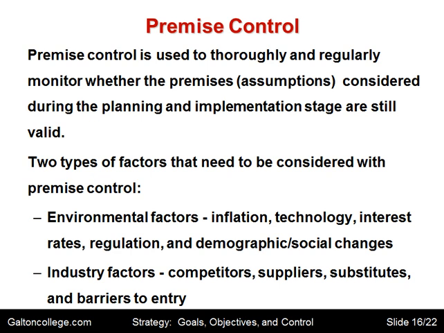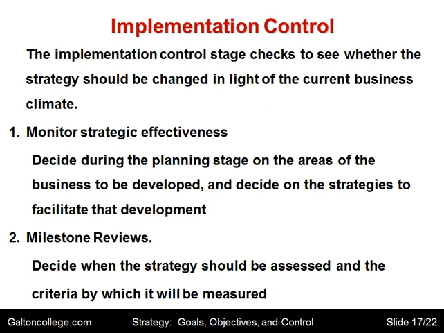The second part of the three-step model was implementation control. Well, the implementation control stage checks to see whether the strategy should be changed in the light of the current business climate. So it's a question, first of all, to monitor strategic effectiveness. Decide during the planning stage on the areas of the business to be developed, and decide on the strategies to facilitate that development.